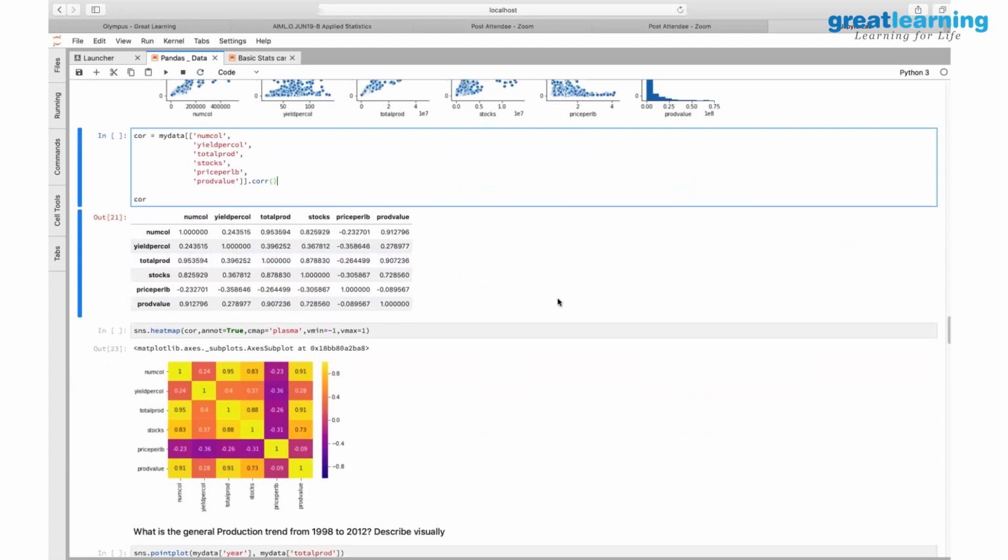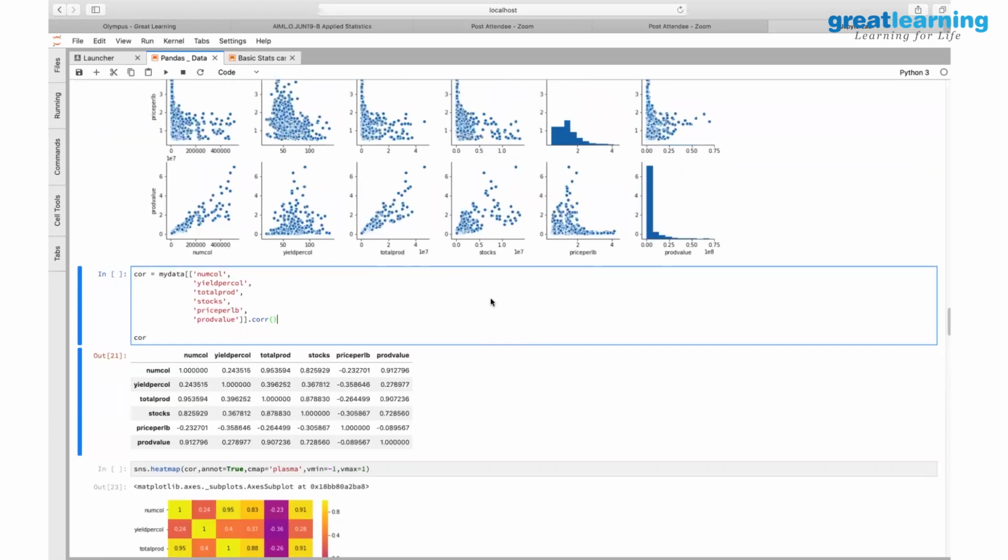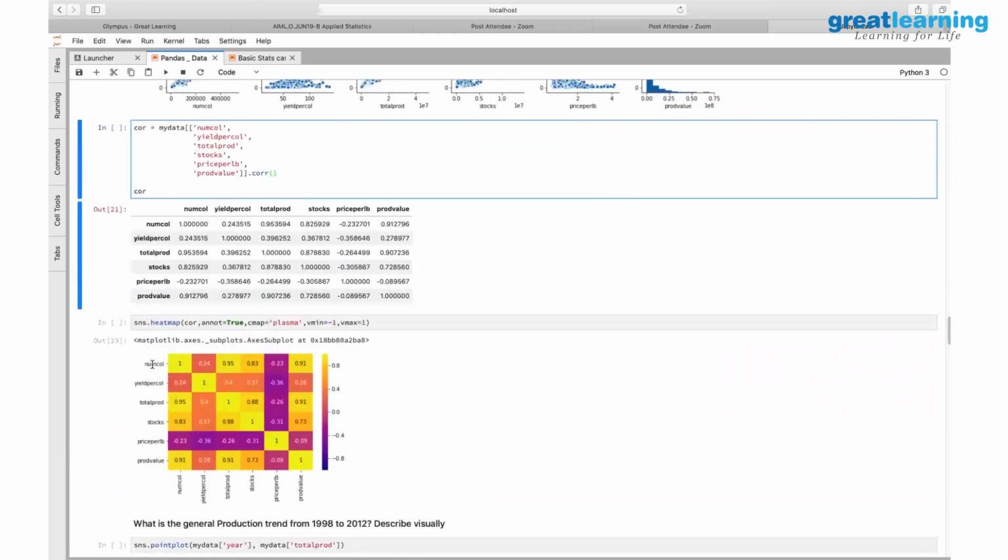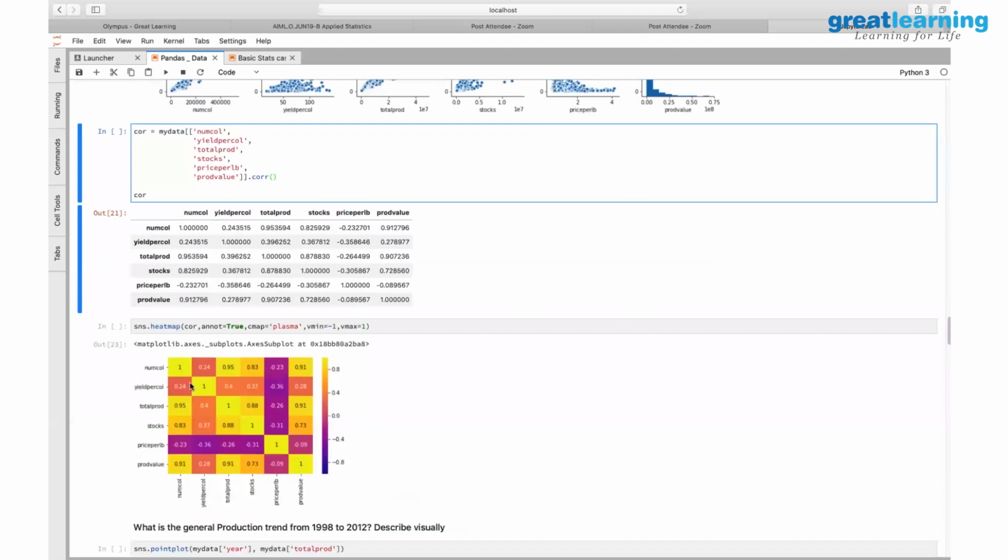As the value is closer to 1, does it mean it's strong? Yes, if you see the correlation, good question. So let's come here. If you take this numcol variable and the total production variable, what is the value we are seeing here? 0.95. So take that value for example, and take yield per colony versus numcol. What is the correlation we are seeing?